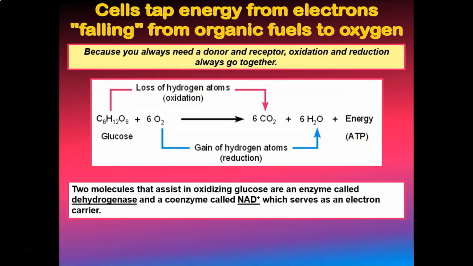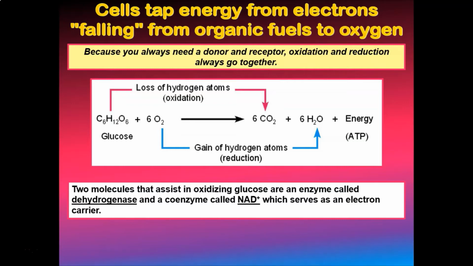Well, there's a family of enzymes called dehydrogenases. Okay, and they work with a coenzyme. And if you remember what a coenzyme is, that's a little organic helper for the enzyme. And his name is nicotinamide adenine dinucleotide, or what we're just going to call NAD+. Okay, and he's an electron carrier.